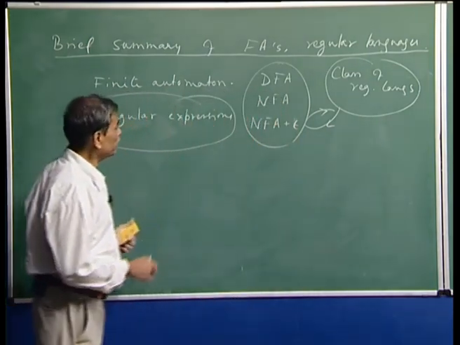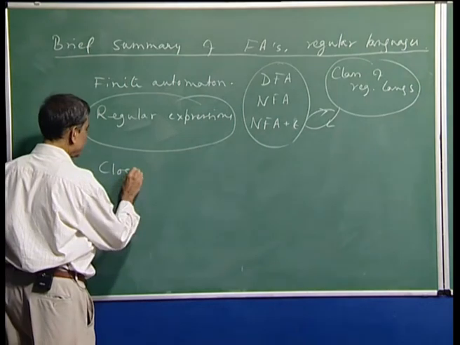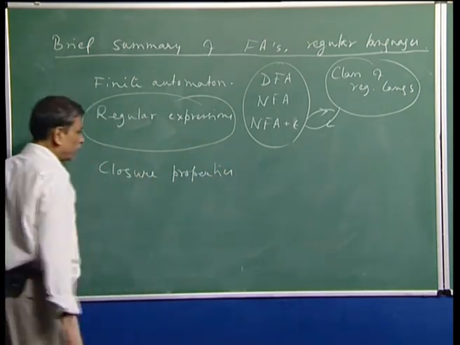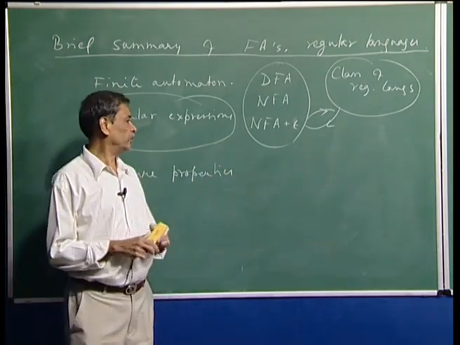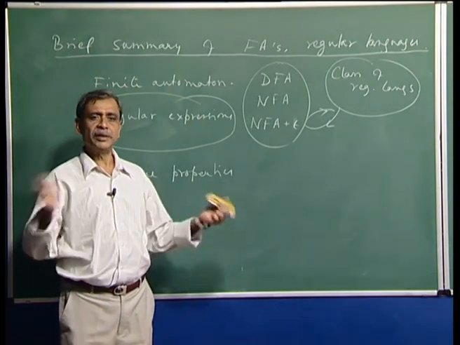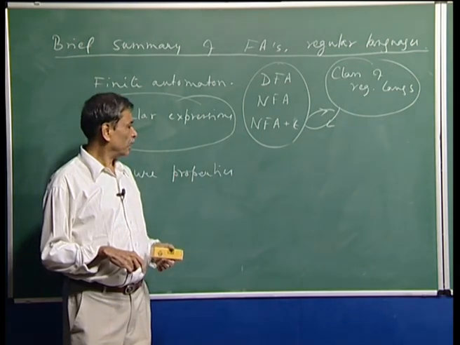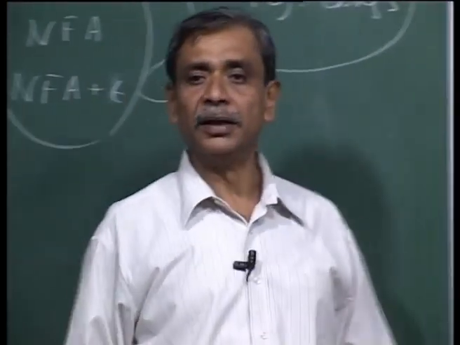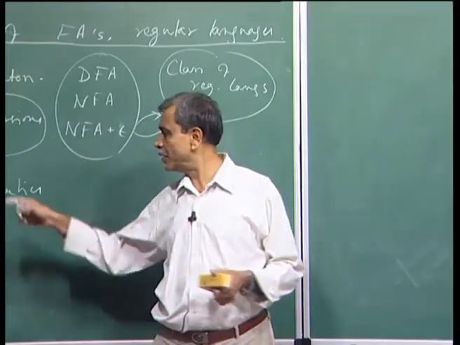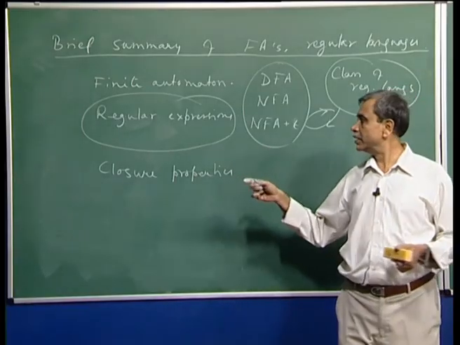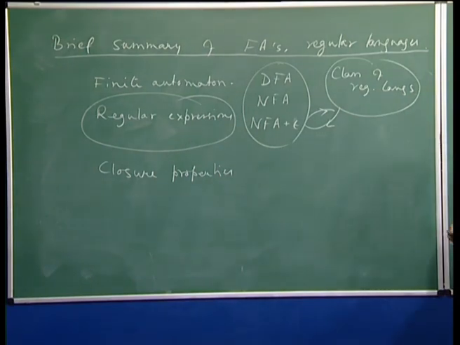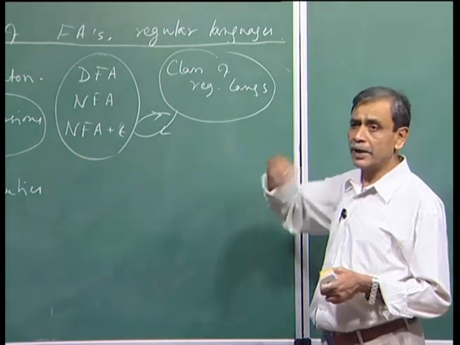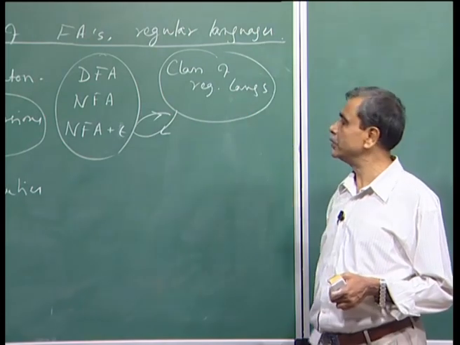After that, we studied closure properties, and we found for all kinds of operations, like union, intersection, complementation, and then we considered things like reversal. For many of these operations, the language class is closed. That means if I take two languages, apply that operation to get another language, that new language will also belong to the same class.